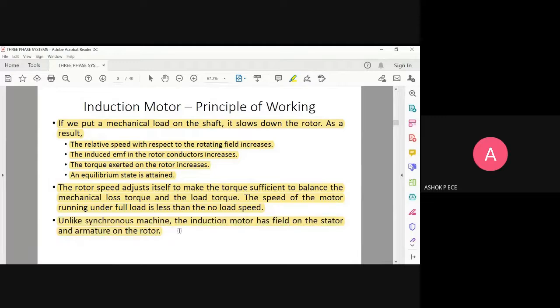Okay. And in the beginning itself, we said the induction motor is an asynchronous machine. So in a synchronous machine, the stator and rotor will all have the same speed. But since it is an asynchronous machine, the speed at which your stator is going to rotate and the speed at which your rotor is going to rotate are not going to be exactly the same.